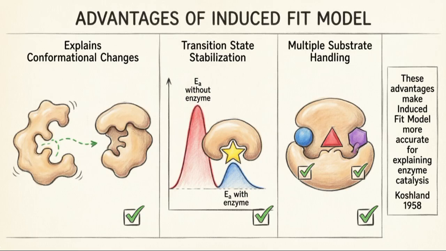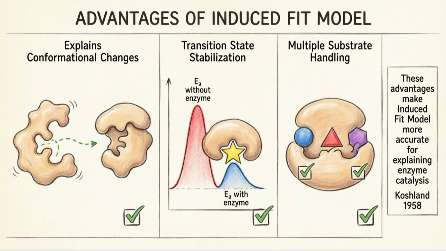This slide illustrates the advantages of the induced fit model. The first section on the left is titled Explains Conformational Changes. It shows a beige enzyme shifting its shape. Small curved lines near the enzyme indicate movement or flexibility. A green dotted arrow points from the open shape to the closed shape. A green check mark in a box appears at the bottom.